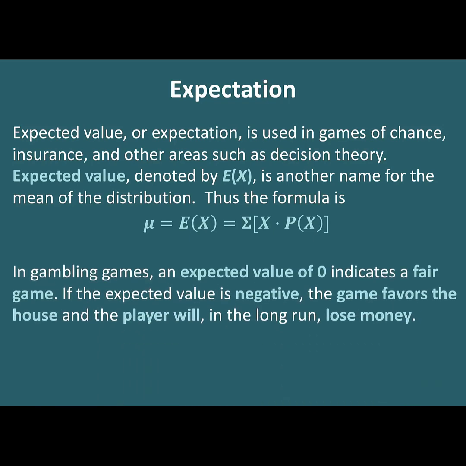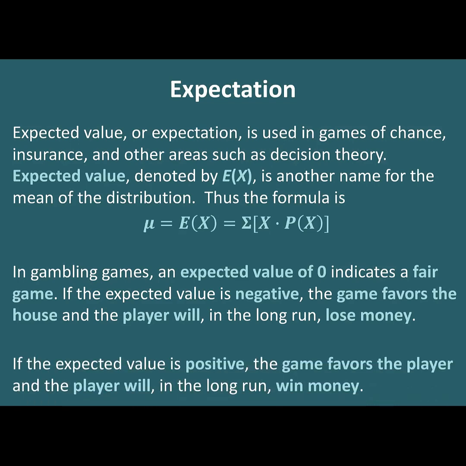In gambling games, an expected value of 0 indicates a fair game. If the expected value is negative, the game favors the house, and the player will, in the long run, lose money. If the expected value is positive, the game favors the player, and the player will, in the long run, win money.